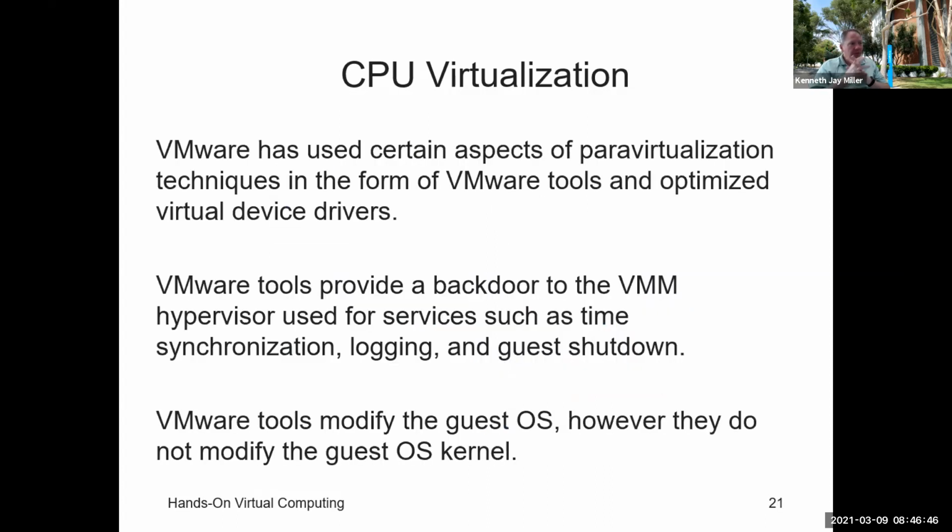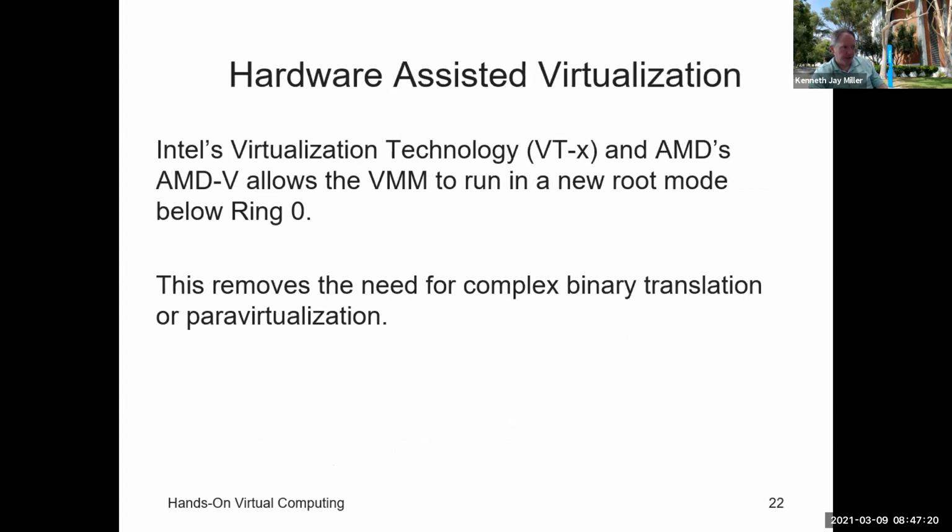Now, VMware has used certain aspects of para-virtualization. Their tools allow that. The VMware Tools provide a backdoor to the VMM hypervisor used for services such as time synchronization, logging, and the ability to shut down the guest with one button. They do modify the guest operating system, but they do not modify the kernel. The kernel, again, is part of the operating system.